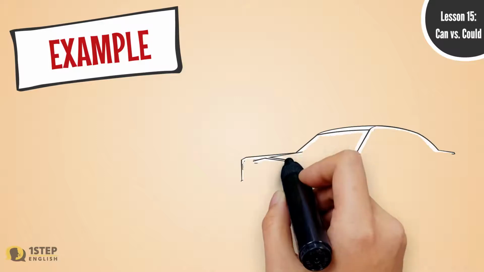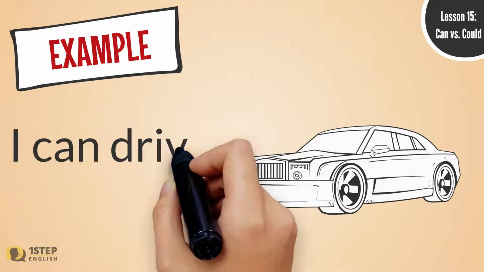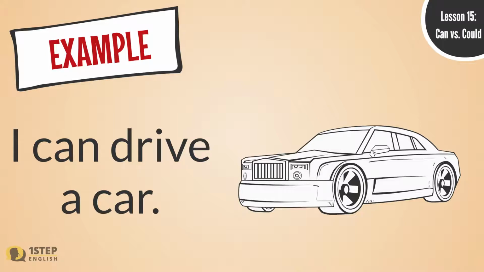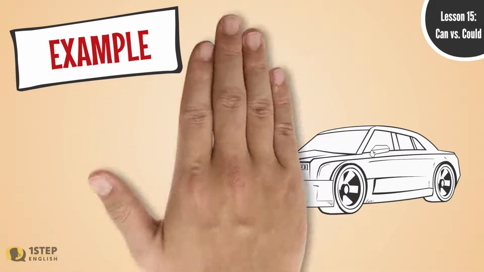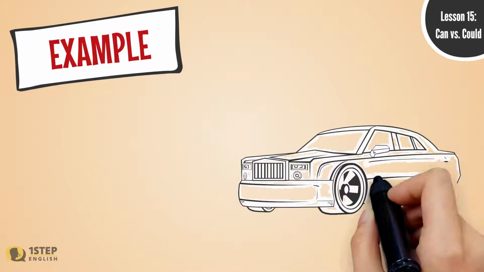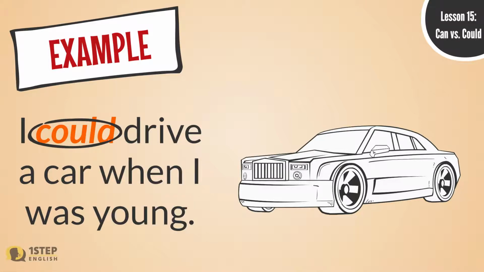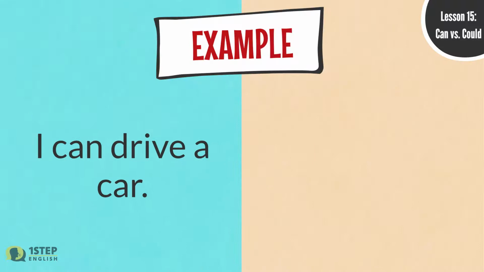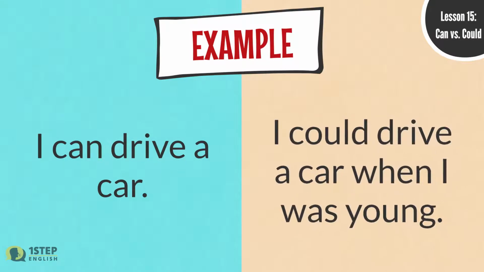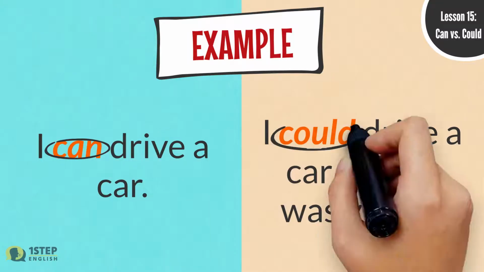For example, I can drive a car. I could drive a car when I was young. Can, could.